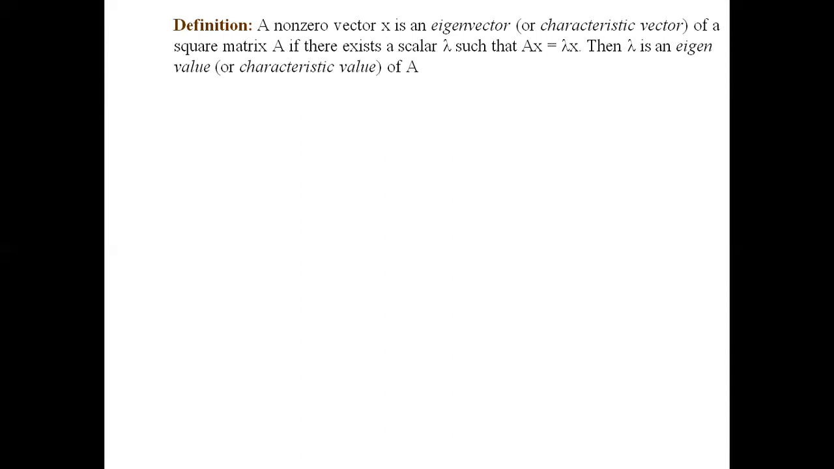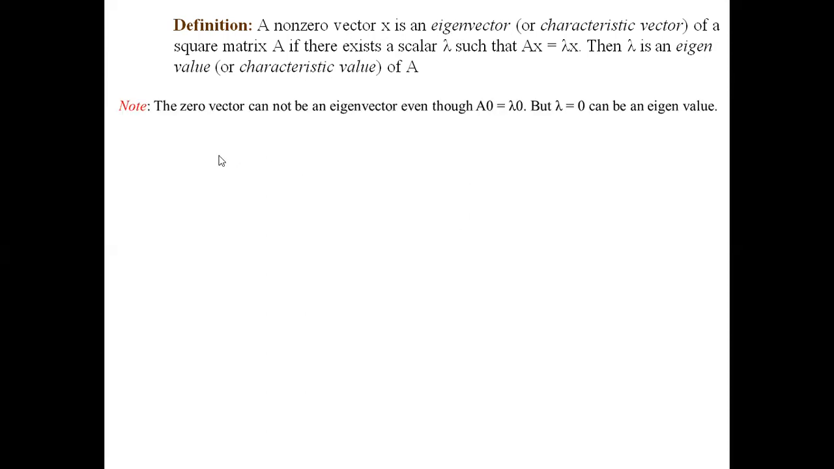If you are done with this, please tell me. Yes, sir. Okay, so what you have here is a matrix A and one vector which is non-zero. If this condition is satisfied, Ax is equal to lambda x, then that lambda is called an eigenvalue, and that x is called an eigenvector.